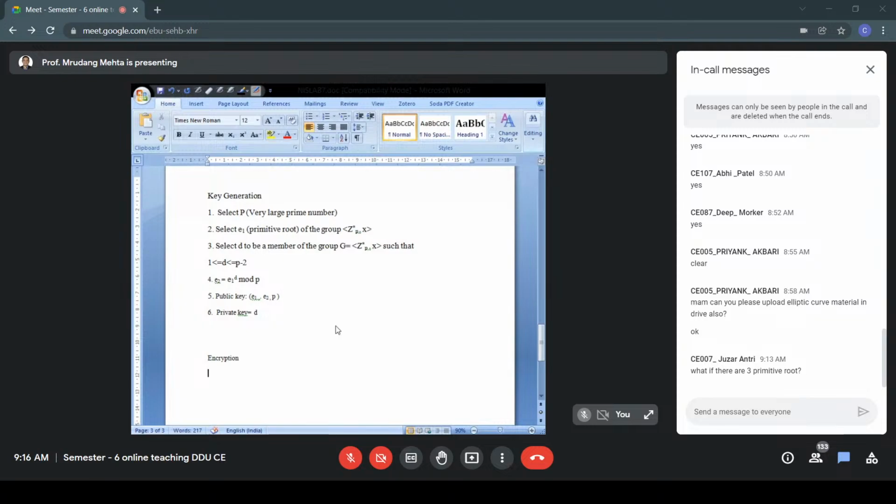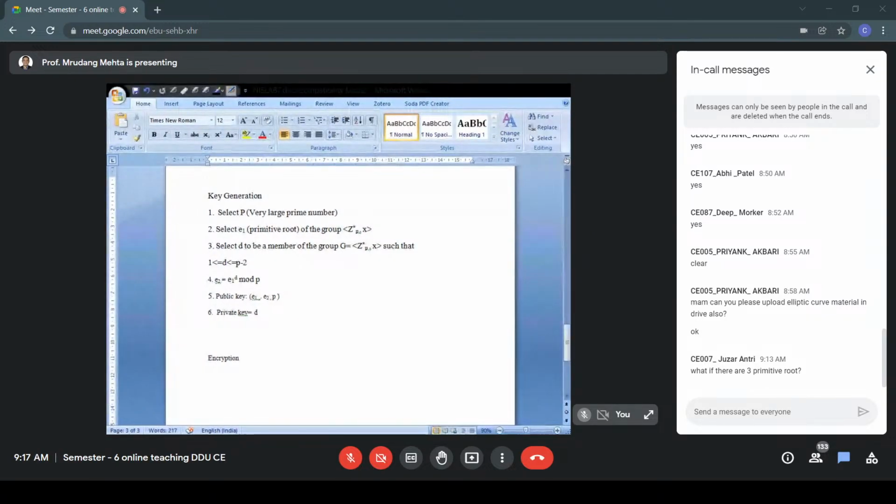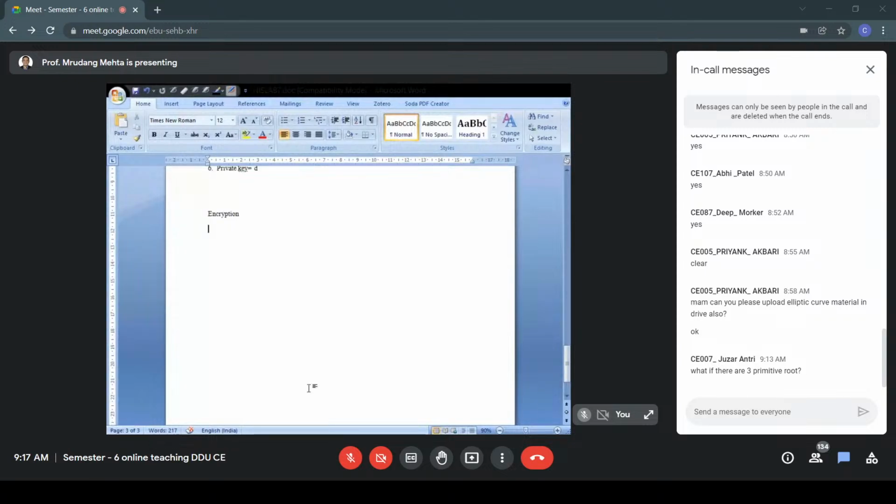What we are supposed to perform in the encryption. I think it is clear to all of you, those who are listening. Okay, key generation is over. All right, so let me explain the encryption part.